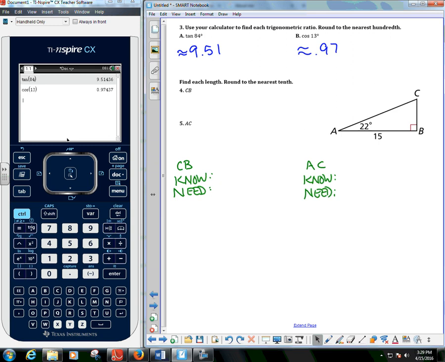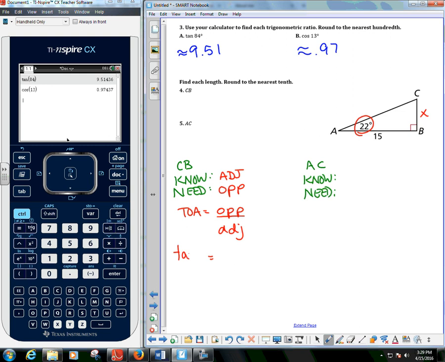Okay, number 4, find each length, rounded to the nearest tenth. So I'm looking for CB, and everything that I'm going to do, I'm going to think about in terms of angle A, which is 22 degrees. So in terms of A, what I know for CB is I know the adjacent, and I need to know the opposite. And I think about the trigonometric ratios, SOHCAHTOA, and tangent is the one that uses opposite over adjacent. So I'm going to plug in there my opposite.